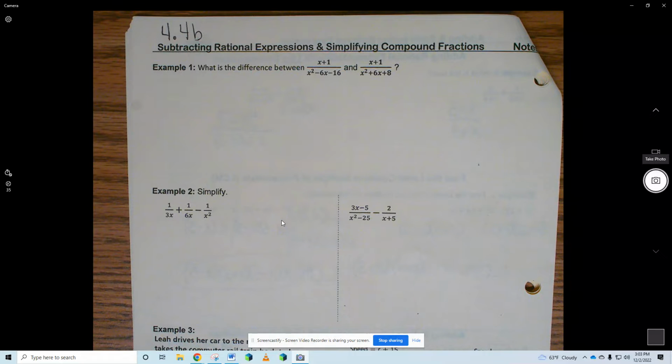This is chapter 4, lesson 4, part B. Yesterday we did adding. So we had fractions, and these fractions had binomials in them, trinomials in them, and the denominators were not the same. So our adding yesterday needed us to find the common denominator, and then I had to change around the numerator, and finally then I could add, right? Today we're doing subtracting.